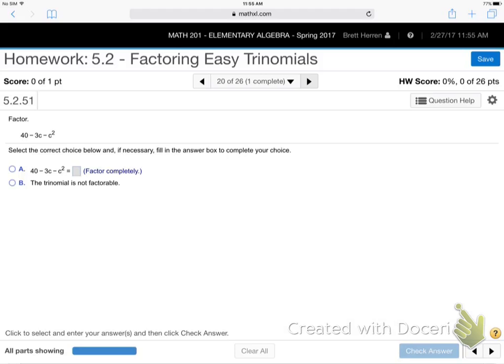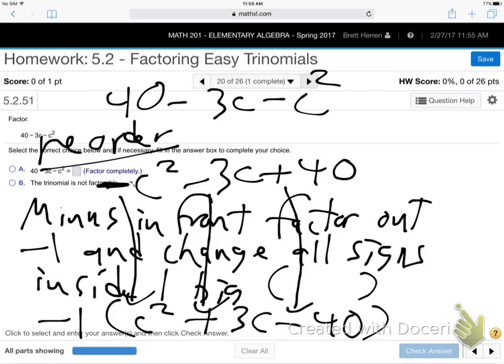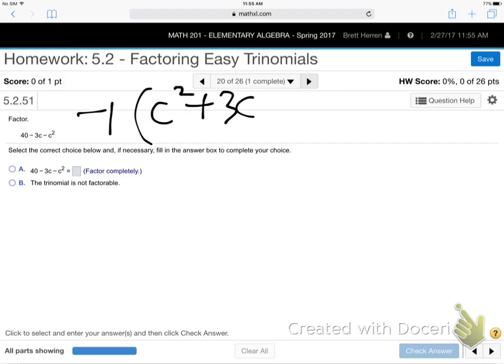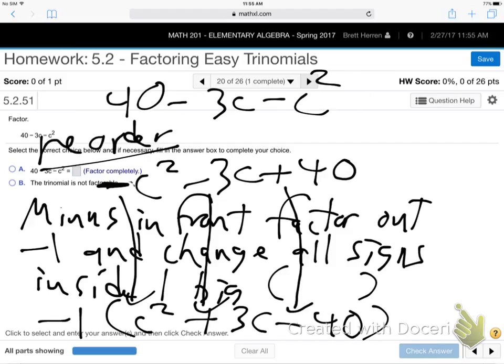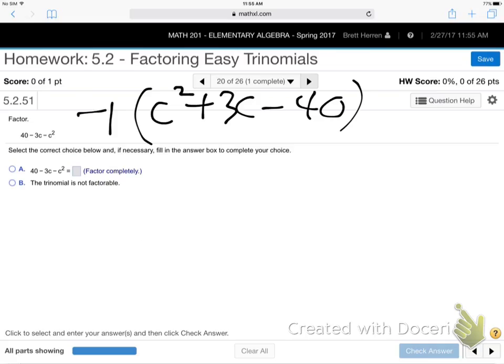So we have the minus 1 in the front. And what do we have? I forgot already. C squared plus 3c minus 40. So we all good to there? So reorder. Got a minus in the front. Factor out the minus 1. One big parenthesis. Change all the signs. Like that. And then finish the 2 parentheses from there.